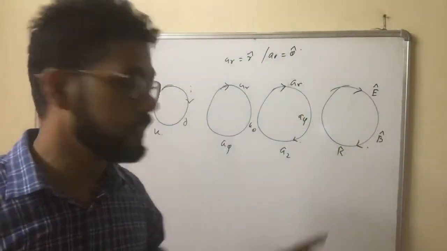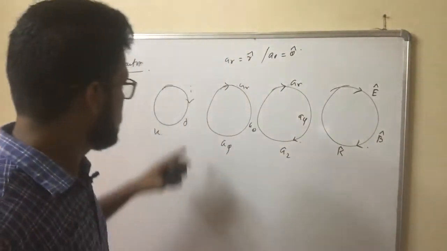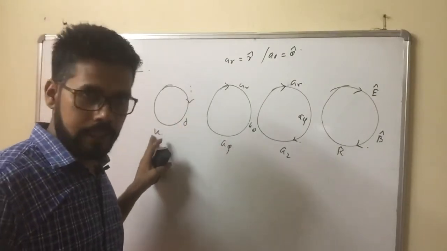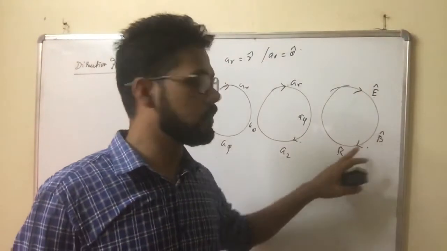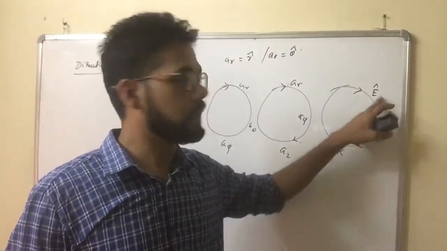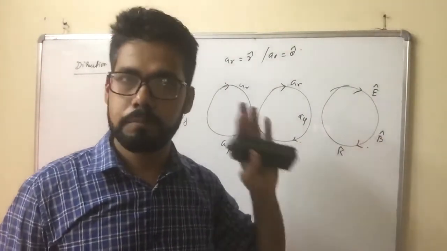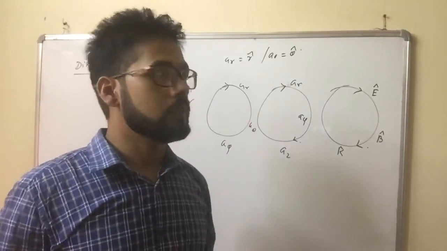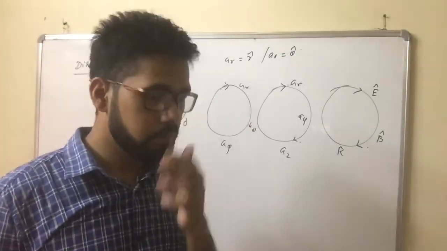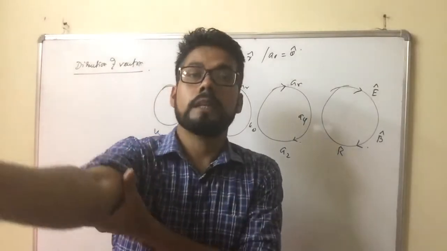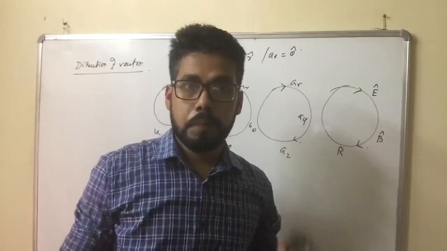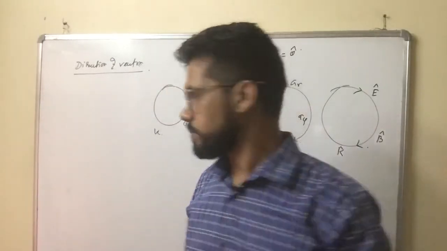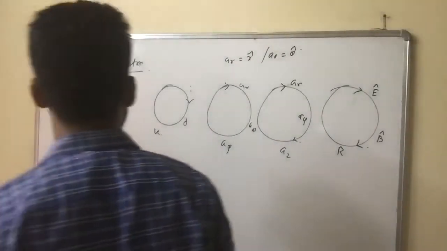Why is it very important? So i cross j equals what? k. k cross j means minus i. Similarly here, E cross B equals k, and k cross B equals minus i. This is very important to remember for the exam, because it is not given in the book. In the exam they will give you the electric field and you have to find the magnetic field. Just remember this.